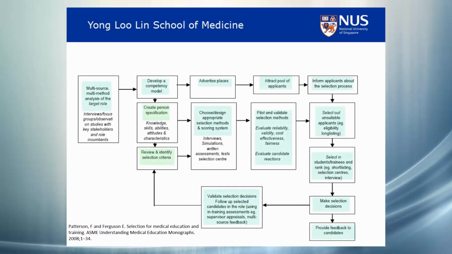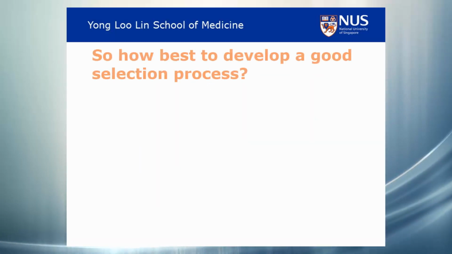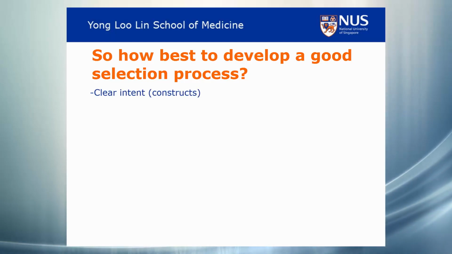Well, I want to roll back to Patterson and Ferguson's ideal framework, and look at how to select using this particular framework. To make it simple, first of all, we need to be very clear in our intent. What are the constructs that we are looking at, the proximal as well as distal? What are the very important ones we want to focus on? These could be shaped by the needs of the community, the needs of the profession, and the needs of that particular health system. So you need to contextualize it.